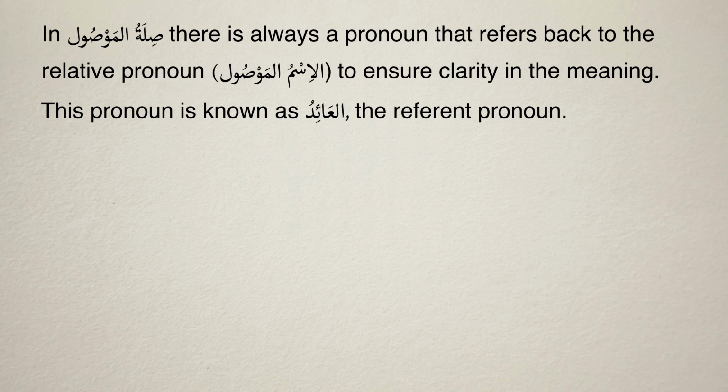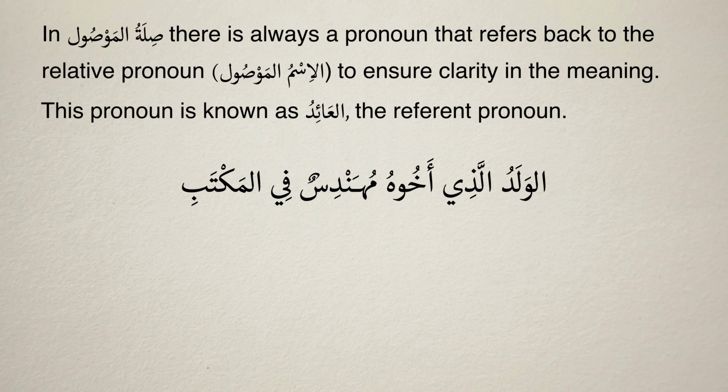Next example. الولد الذي أخوه مهندس في المكتب, meaning the boy whose brother is an engineer is in the office. Here, أخوه مهندس is صلة الموصول and the attached pronoun ه is ضمير عائد, referring back to الذي.